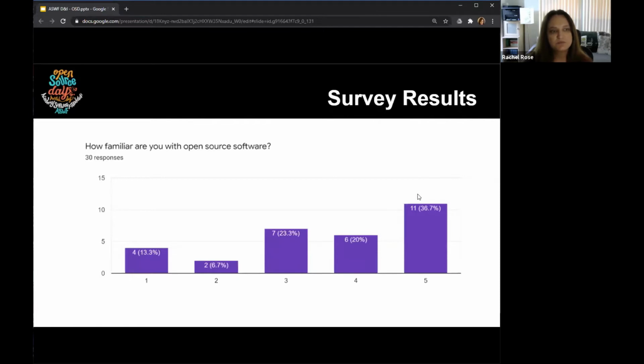One of the questions that we asked right away was how familiar folks are with open source software. Again, you can see that this working group very much spans a wide variety of different people. Some people are extraordinarily familiar with working with open source software, and other folks are just getting into it. And we really want to encourage that level of diversity as well.